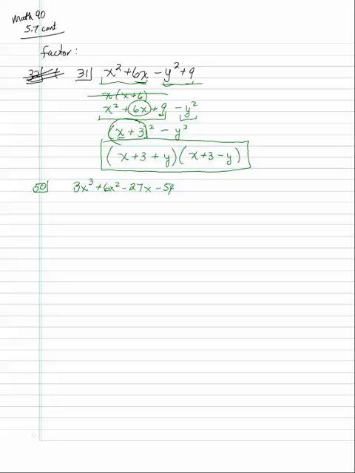Let's try another factor by grouping. So our first step is to take out common factors. They all have a 3. So divide 3 out of each term. Okay, then we have 4 terms, so we're going to do grouping. So again, I'm going to try 2 and 2, see what happens.